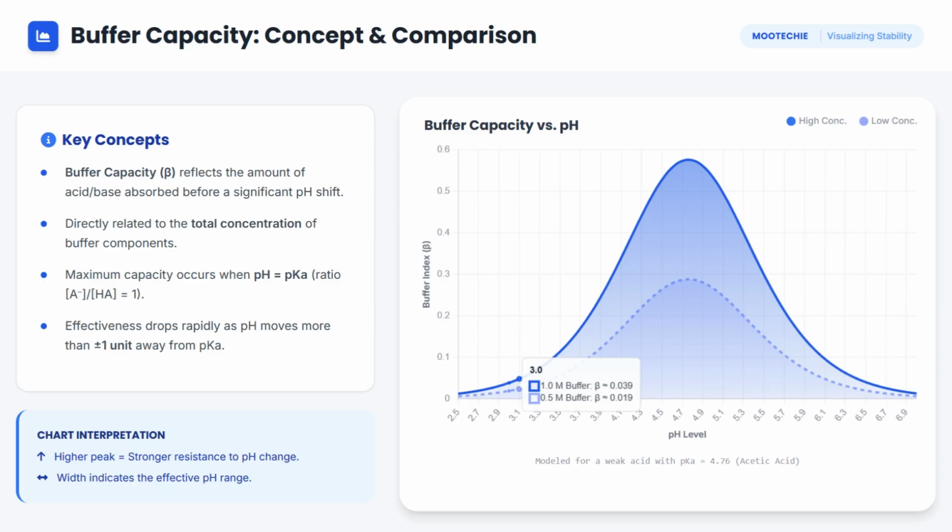In a chart, a higher peak indicates stronger resistance to pH change, and the width of the peak indicates the effective pH range. A chart comparing buffer capacity versus pH would show one curve for a high concentration solution and another for a low concentration solution. The curve for the high concentration has a taller, narrower peak, showing it offers stronger resistance within a specific range.